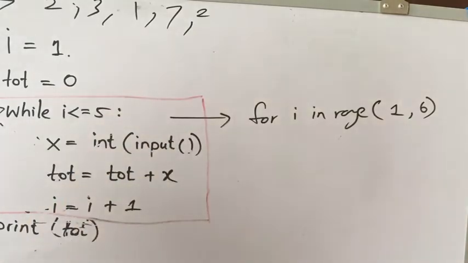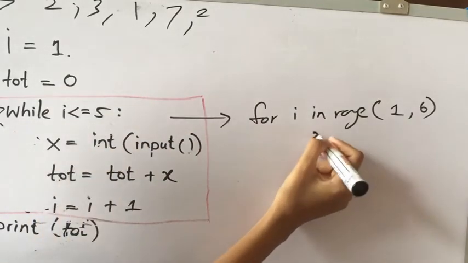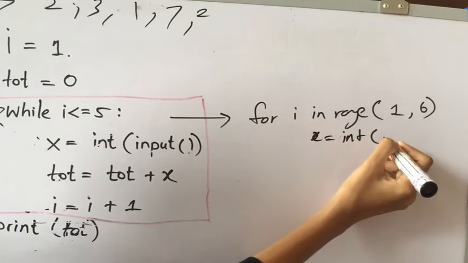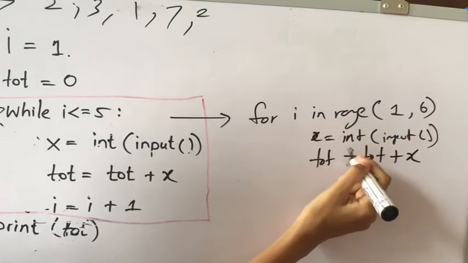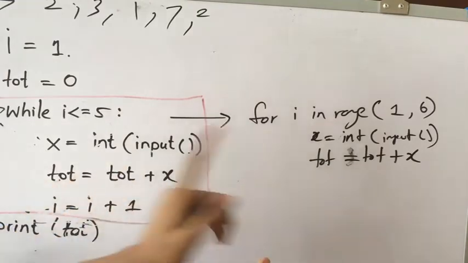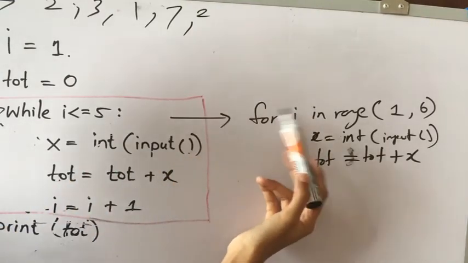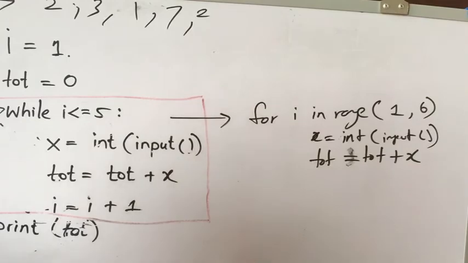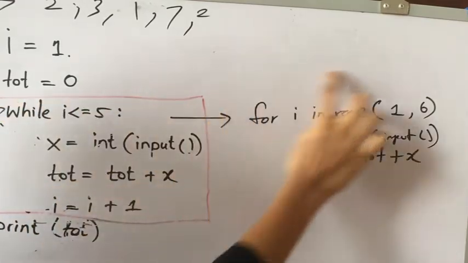So that is true. And then I can write the same, x equals int input. And this line is not needed here. That is happening inside this statement itself. This code block is equal to this code block.